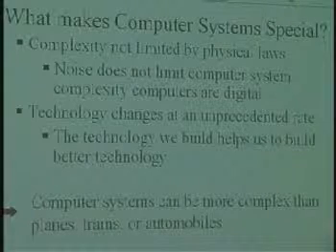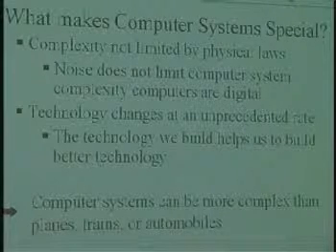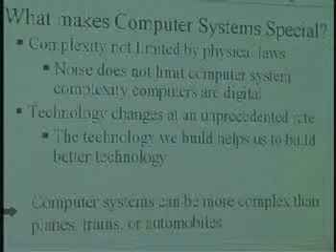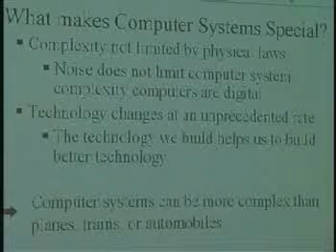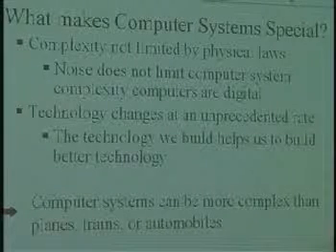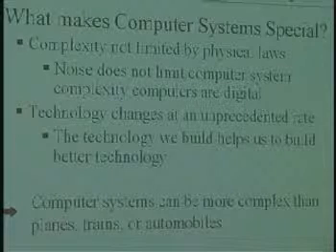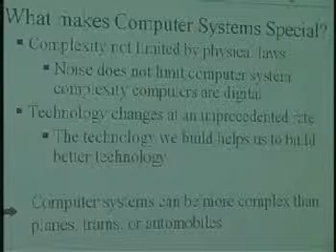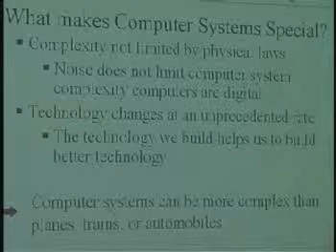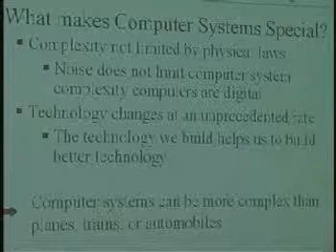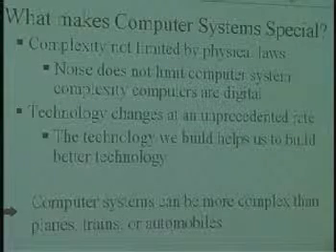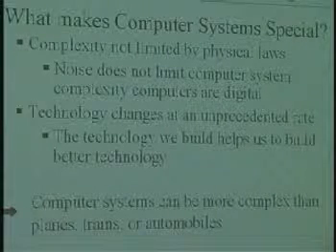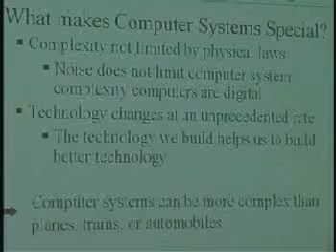Second is that technology and computer systems change at an unprecedented rate. And with this, the interesting thing is that unlike a lot of other systems like planes, trains, or automobiles, the technology we build actually helps us build better technology. That feedback loop, if you actually do a little bit of calculus, will show that the result of this is that technology should increase exponentially. The quality of the technology should increase exponentially.